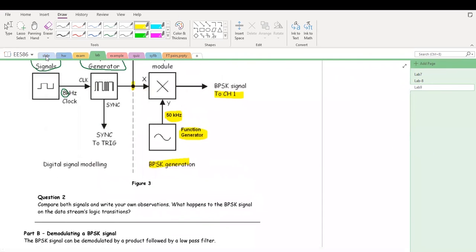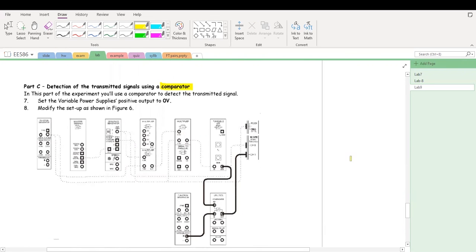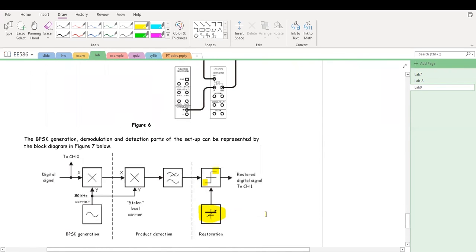Next, we're going to perform pulse demodulation, and this step is achieved manually in the lab. We're going to use a comparator to determine whether a digital 1 or digital 0 was transmitted. There is an adjustable DC power supply providing the level to make the decision of 0 or 1. That's this lab.